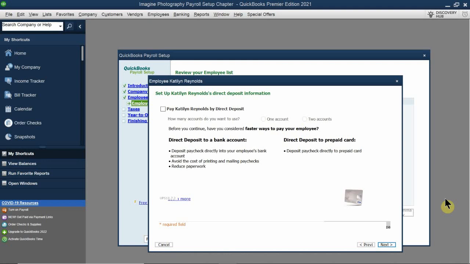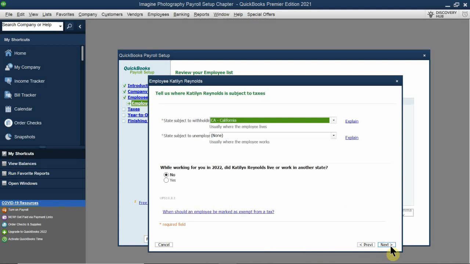So in this case, are you going to have Katie get paid by direct deposit? No. Because I'm going to tell you this: we only have 2 employees. So in this case, sorry, Katie, it's not worth it to give you direct deposit.